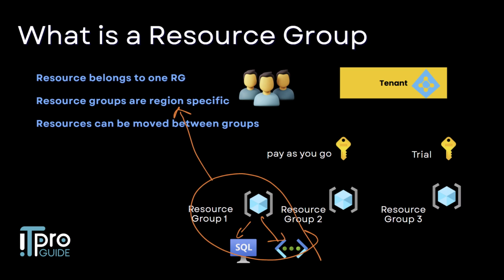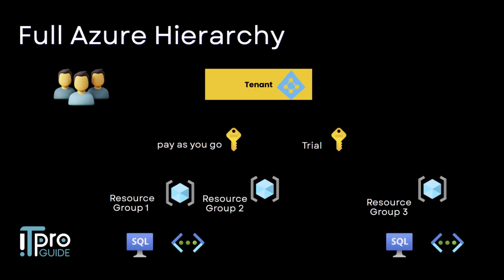Now let's summarize. Here is the complete hierarchy starting from the tenant. That is the identity you get the moment you successfully enroll for an Azure subscription. And once you complete that, you have a trial account if you enroll for a trial. Otherwise, you have to create a pay-as-you-go or some other kind of subscription. Then you can create a resource group, and then you can start creating resources and consuming them.